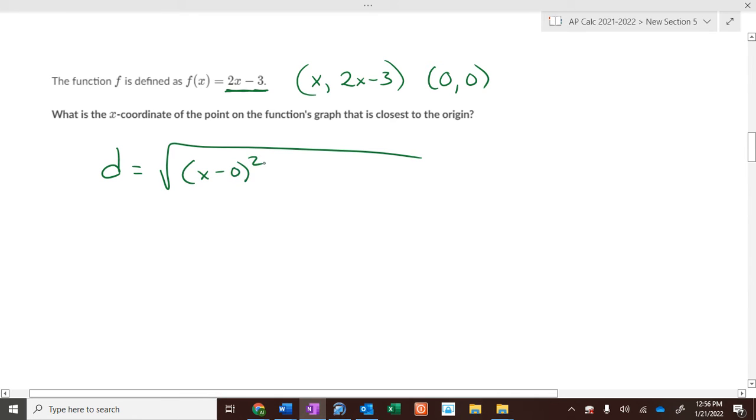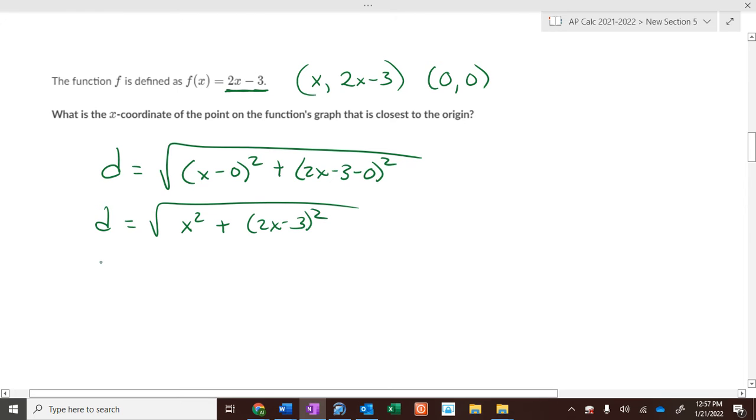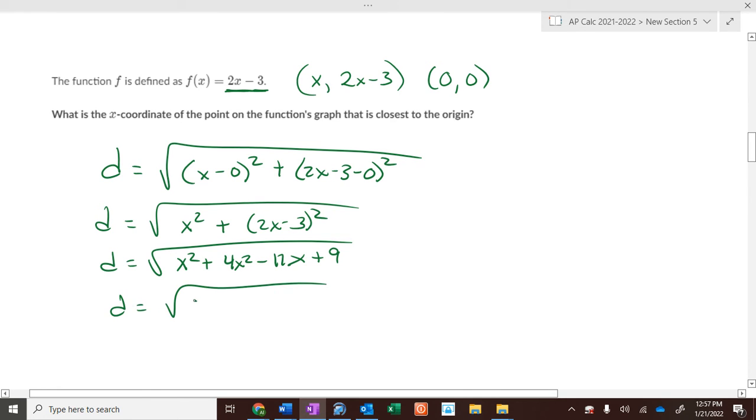x minus 0 squared plus 2x minus 3 minus 0 squared, which is x squared plus 2x minus 3 squared. How do we do 2x minus 3 squared? Foil it. 2x times 2x is 4x squared. Outers is negative 6x. Inners is negative 6x, which is negative 12x plus 9. So it is the square root of 5x squared minus 12x plus 9.